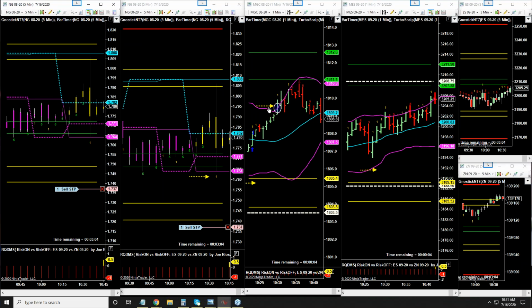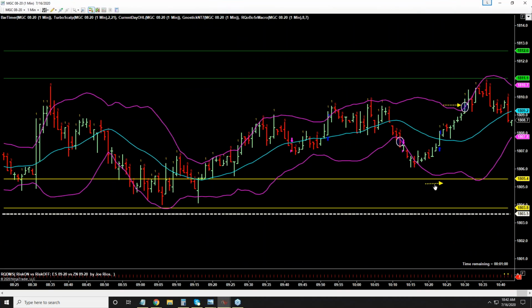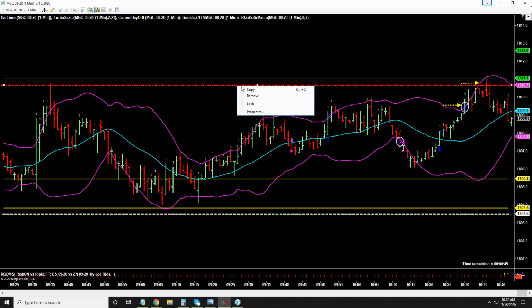What else do we have here? Been waiting for gold to give me a test of a level. It almost went up and tested the bear level. Looks like it basically just went up here and tested that high that we had back at 8:30. It's been kind of a topsy-turvy market today.